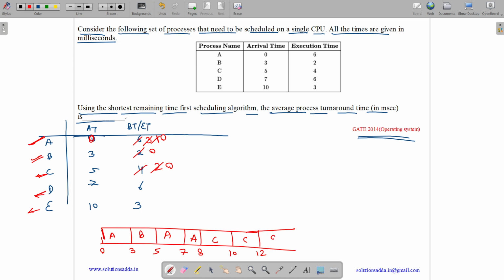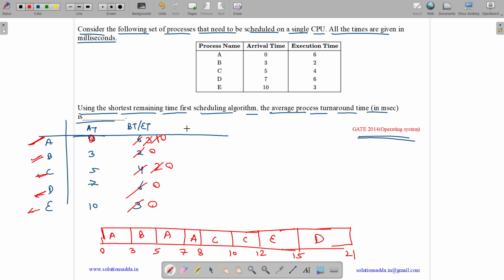Now all have arrived, so it will work like normal shortest job first. E will run from 12 to 15 and then it will be reduced to 0. Now D will run from 15 to 21 and it will be reduced to 0. Let us verify: 6 plus 6 is 12, 12 plus 2 is 14, 14 plus 4 is 18, 18 plus 3 is 21. So it is perfect. Last was D.